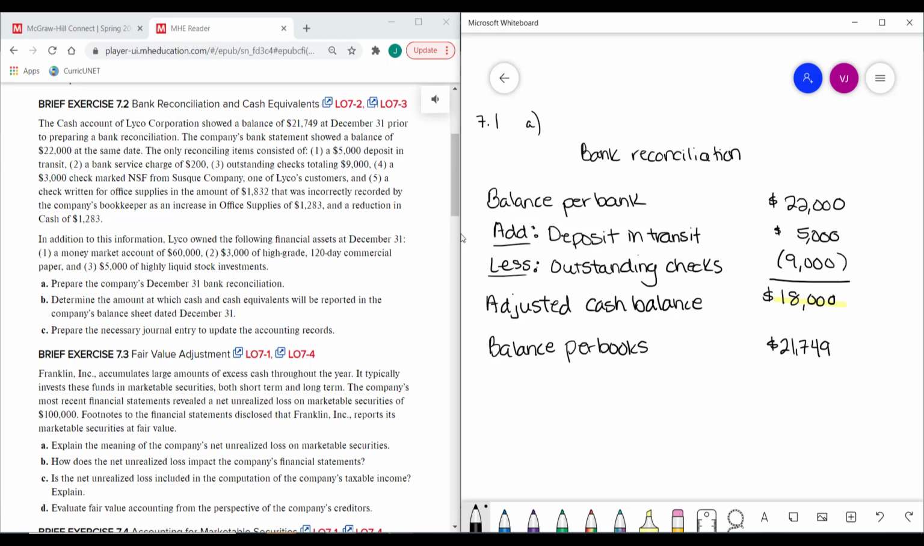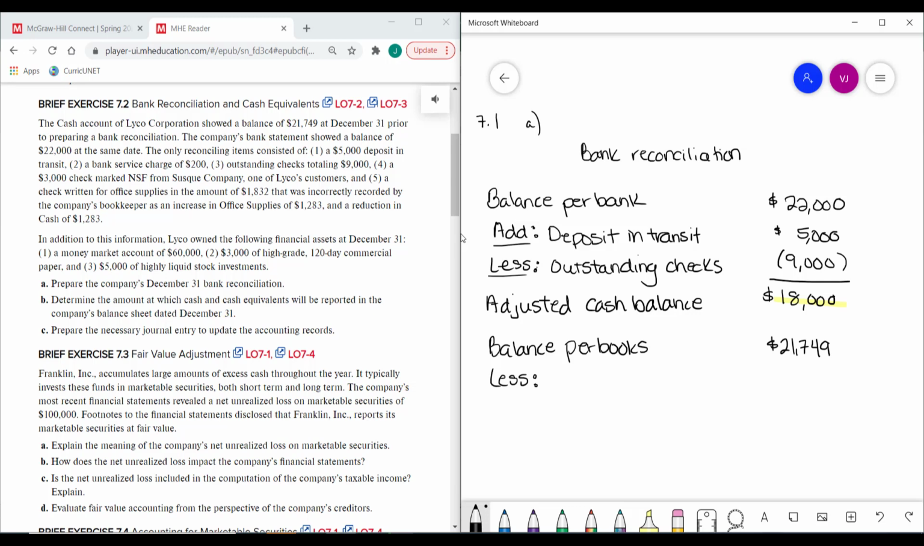If those are all deductions, I don't see any additions in this case for this problem to the balance per the books. So there's no add category, there's just going to be a less category. An example of an addition to the balance per books would be if the bank collected an accounts receivable on your behalf. If a customer went and paid off their balance, and then you see that on your bank statement, that would qualify as an addition. But there's only subtractions here.